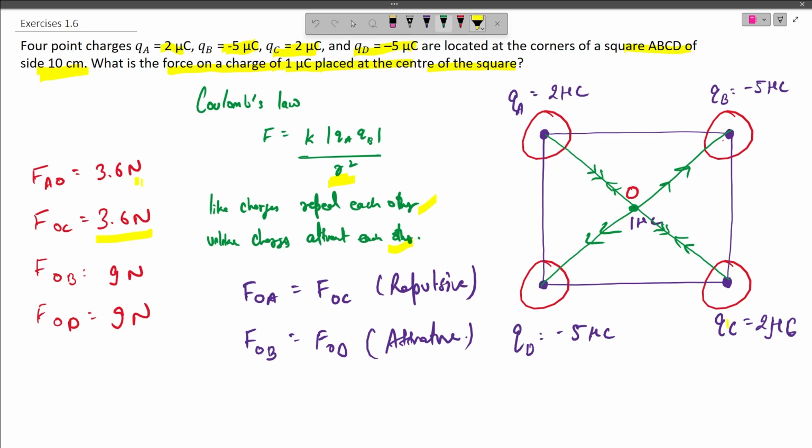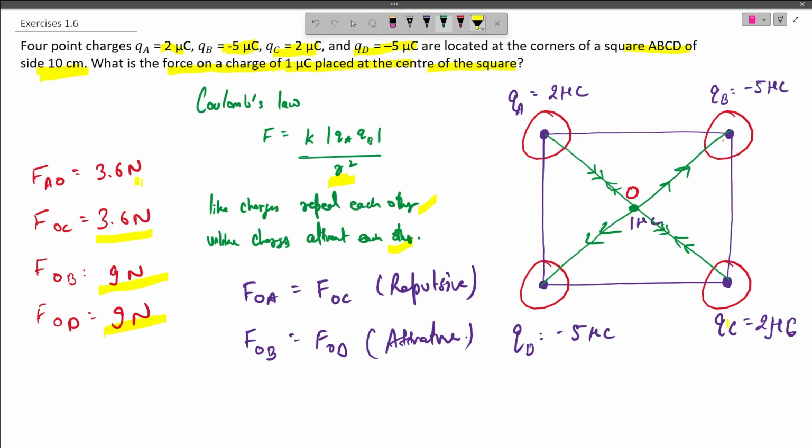Now force OB would be attractive in nature because this is positive in sign and this is negative in sign, and the magnitude would be given by 9 Newton after applying this formula. And similarly FOD would be equal to 9 Newton as well. Now they both will be attractive and they both will attract this 1 microcoulomb charge equally in opposite directions, so again they will cancel out each other.